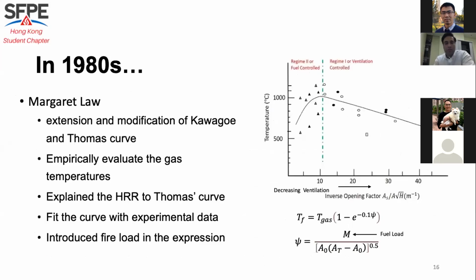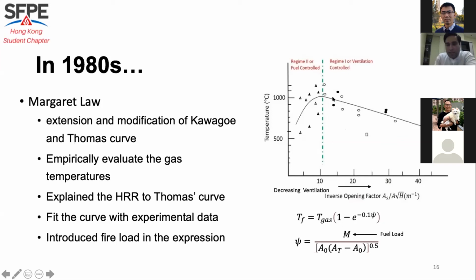One of the important works I want to talk about was done in the 1980s by Margaret Law. She was an engineer at Arup. In the 1980s, she extended the work of Kawagoe and Thomas's curve and explained more explicitly what is actually happening there. She suggested why there is a dip here.